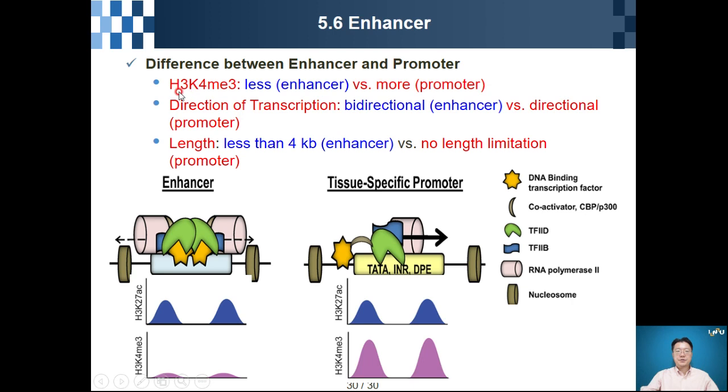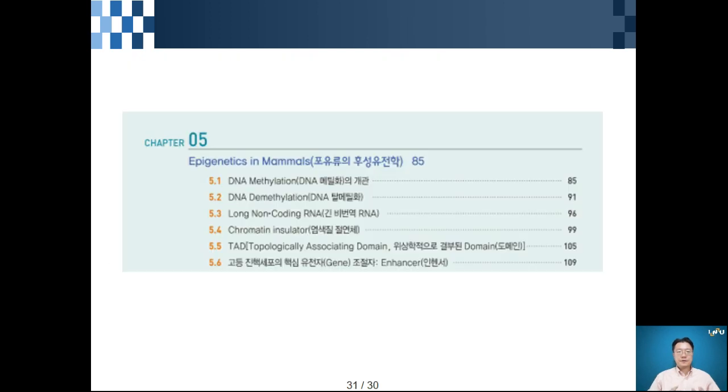So the distribution of H3K4 trimethylation, the direction of transcription, and the length. We have to know the difference between enhancer and promoter, especially focusing on these three criteria. We learned Chapter 5, Epigenetics in Mammals, especially DNA methylation and demethylation, long non-coding RNA, chromatin insulator, and TAD. Finally, we learned enhancer. Okay, today we will finish the class.